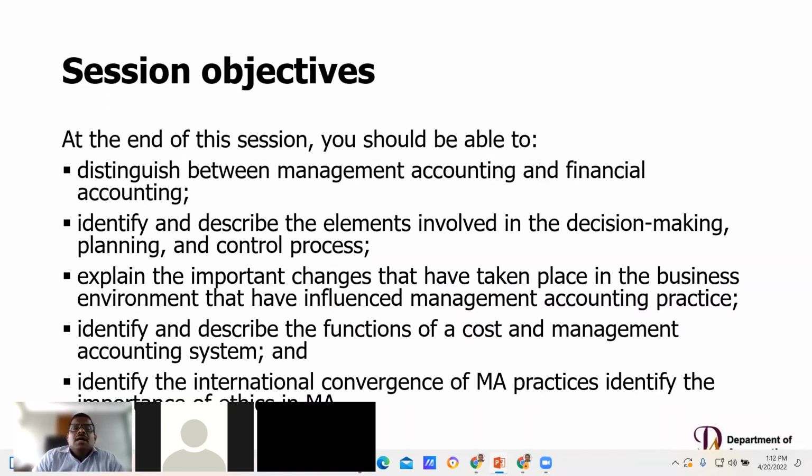Okay, we have, as usual, session objectives. At the end of these sessions, you will be able to distinguish between management accounting and financial accounting. We are trying to distinguish, separate, identify differences of management accounting and financial accounting. And we will be discussing the decision making process and also explain the important changes that have taken place in the business environment, which is really influencing management accounting practices. The environmental changes taken place in the environment will be discussed.